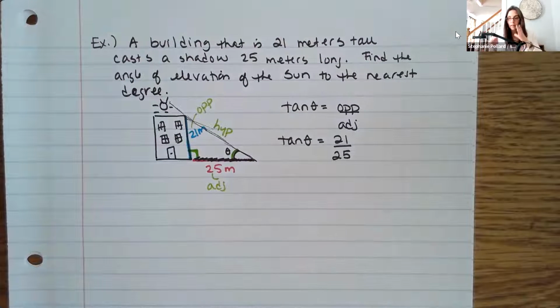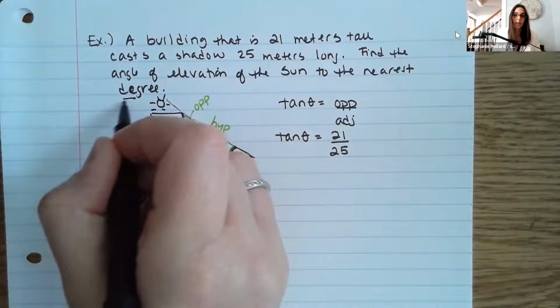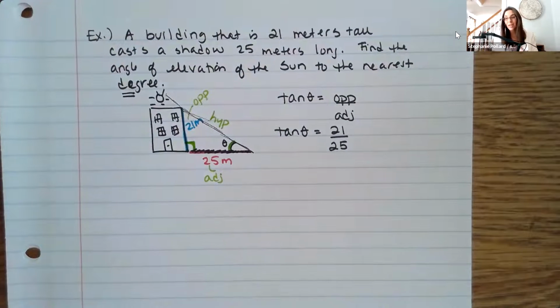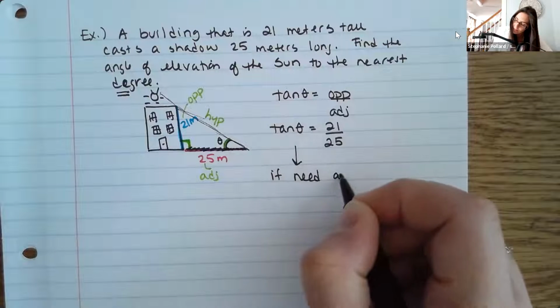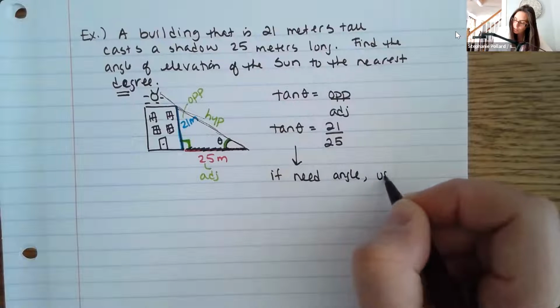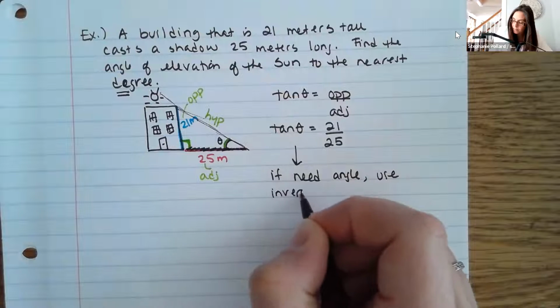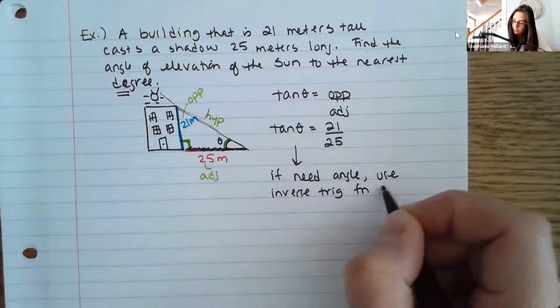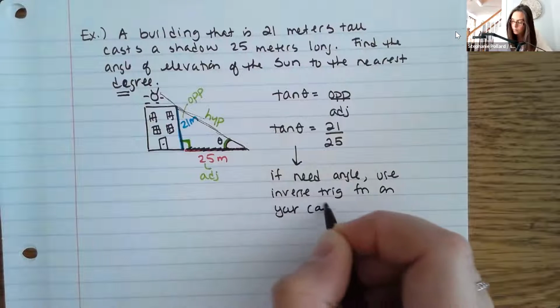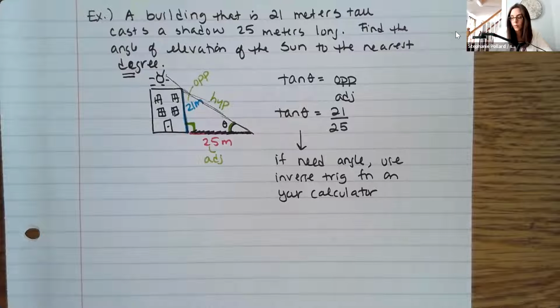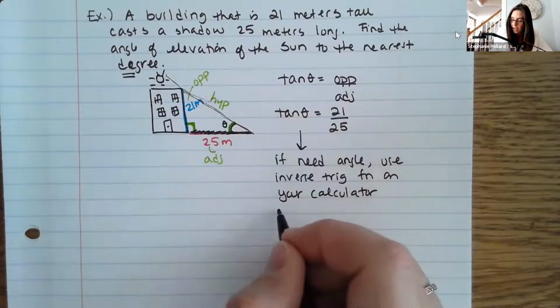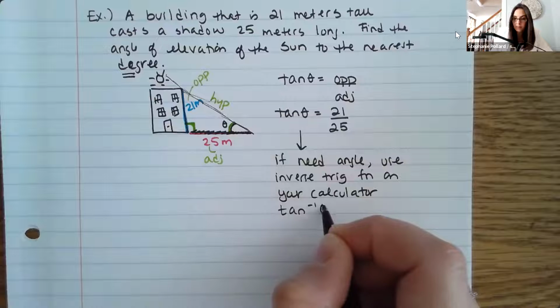Now, we're not quite done. We do want the answer to the nearest degree. So we're going to be in degree mode here. And you actually have to use your calculator here. So if you need to find the angle, what you're going to use is an inverse trig function on your calculator, and you would use the one that compares to what you have here. So if I have tangent, I would use inverse tangent, which looks like this.